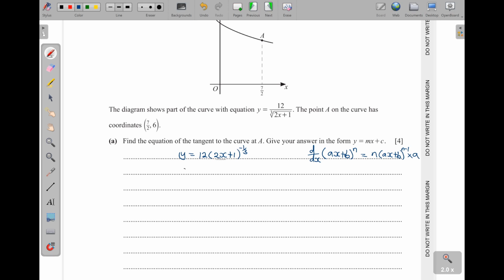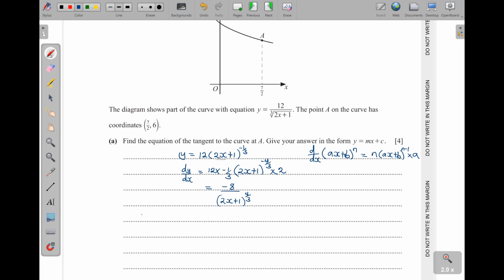Now my dy/dx is going to be: we drop the power, so the 12 multiplies by the negative a third coming from the power. Then we have 2x + 1, and the power is negative a third minus 1, which is negative 4 over 3, and then times the derivative of what is inside, which gives us a 2. You know that 3 goes into 12 four times, and 4 times 2 gives 8, so our answer is negative 8. Then I can take this down: (2x + 1) to the power of 4 over 3.